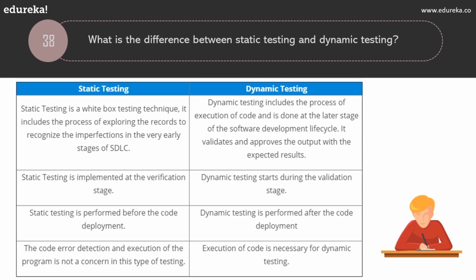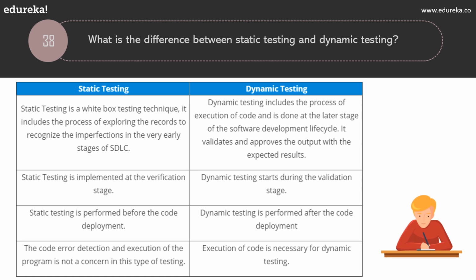Dynamic testing includes a lot of execution of code and it's done at a later stage of the software development lifecycle. It validates and approves the output against expected results. Static testing is usually implemented at the verification stage, so that's early stages, whereas dynamic testing usually starts during the validation stage. Static testing is performed before the code deployment and dynamic testing is performed after the code deployment.